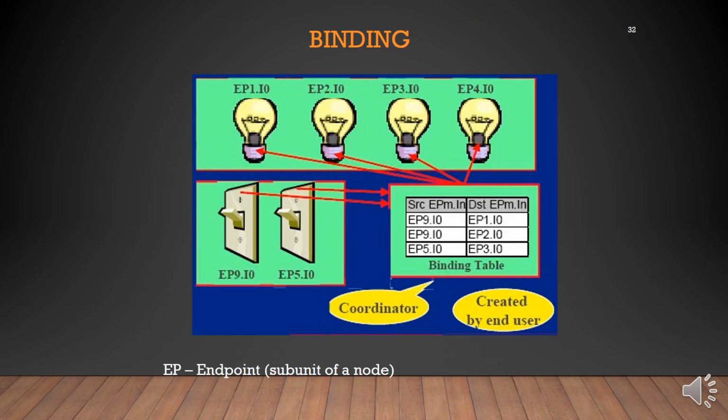The source endpoint is 0.10. The destination is EP 1.0. So 9.0 will have EP 2.10. These are the binding tables in the coordinator. It is created by the end user. The endpoint is a sub-address.